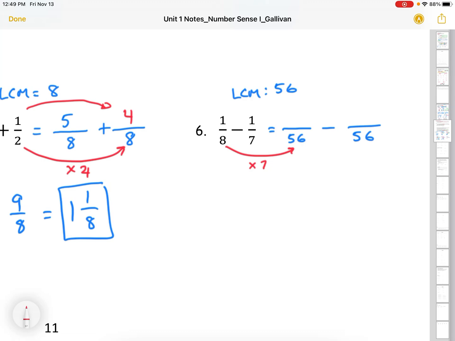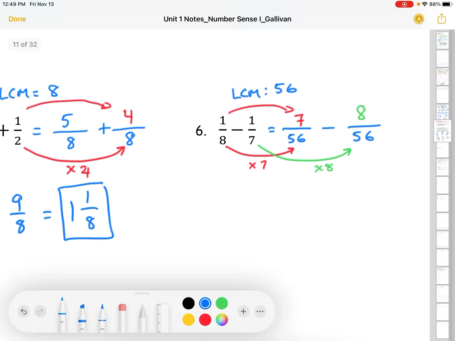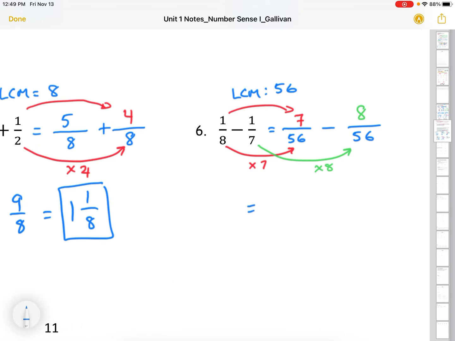That's what happens. So 8 times 7 was 56, so 1 times 7 is 7. And here, 7 times 8, so 1 times 8 is 8. And then when I do that subtraction, 7 minus 8, we know from our integers, is -1 over 56. And I can't reduce that any further, so I'm done.